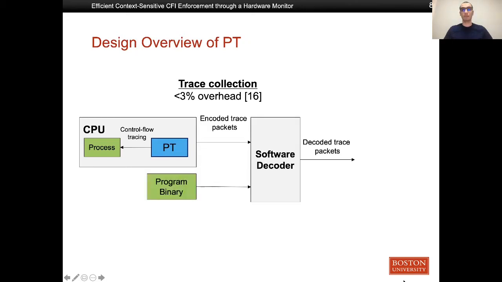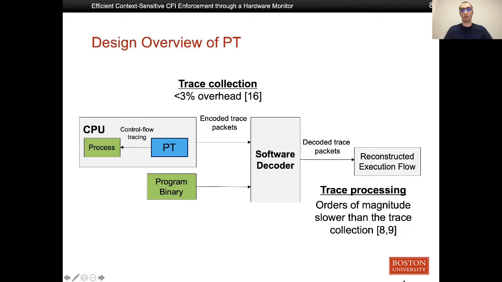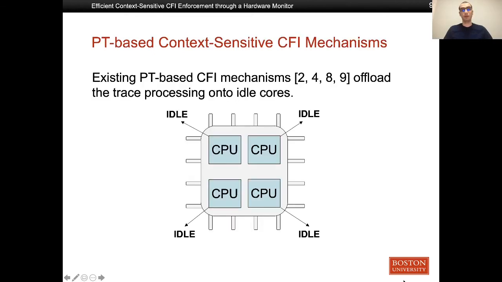However, any PT-based CFI mechanism needs to decode these encoded packets using a software-level decoder to obtain the reconstructed execution flow. And this decoding process, or trace processing, is orders of magnitude slower than the trace collection. How do PT-based context-sensitive CFI mechanisms prevent the excessive overhead of trace processing? Existing mechanisms offload the trace processing onto idle cores.